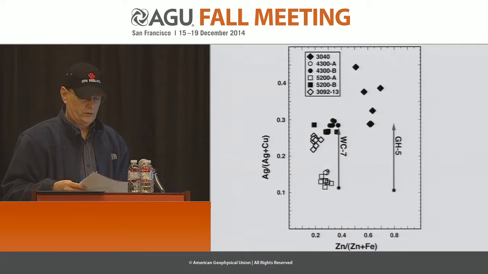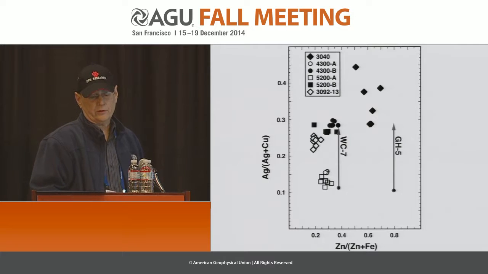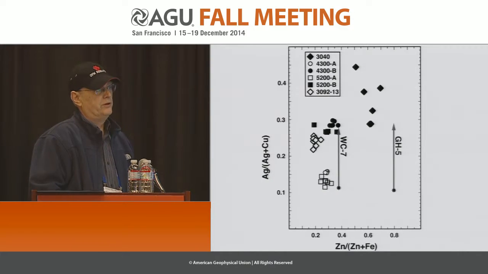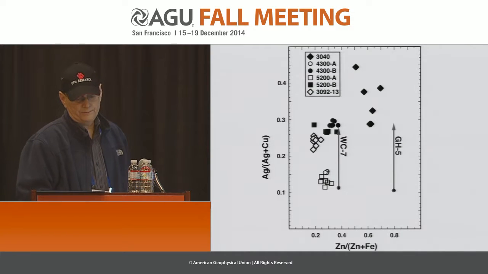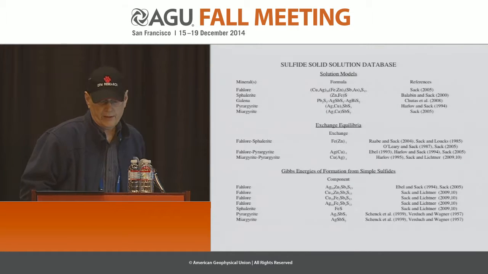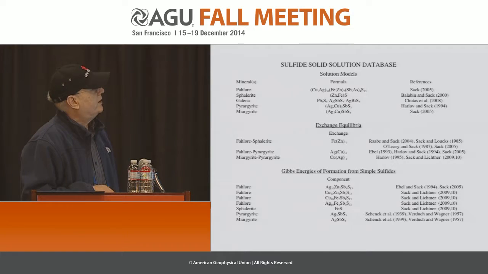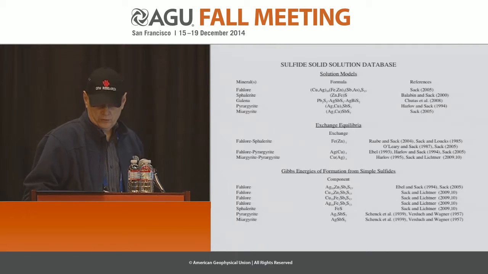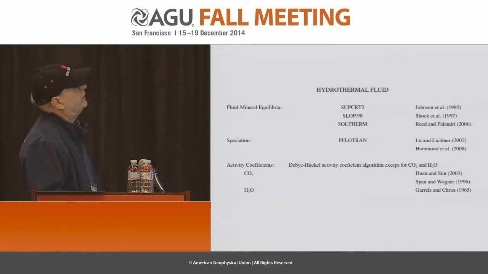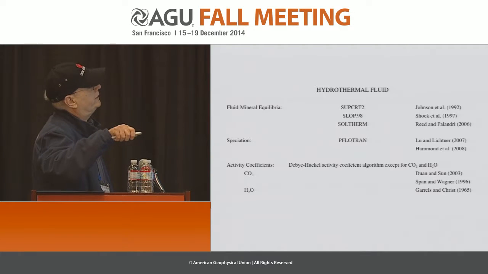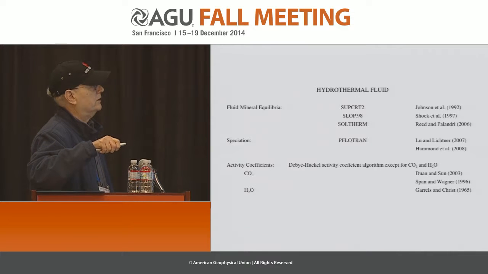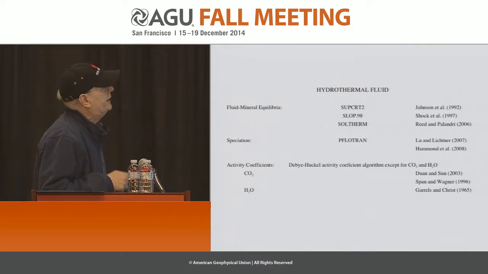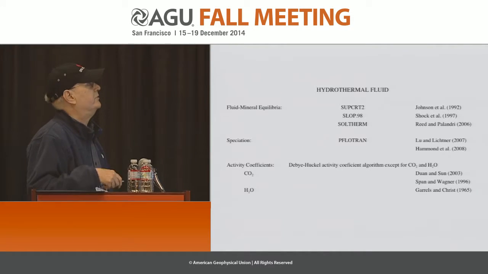Peter Lichtner and I then used these and other constraints on mineralogy, mineral compositions, and other features to produce a model to honor the memory of the late, great Hal Helgeson and his laboratory, Prediction Central. In this work, we used databases for solid solutions and the exchange equilibria among various sulfides and the formation energies of the simple sulfides. We combined those to enhance the databases for hydrothermal fluid-mineral equilibria, incorporating for stoichiometric sulfides and other minerals SUPCRT and SLOP98 from Johnson and Shock, and then for stoichiometric sulfosalts, SOLTHERM from Reed and Palandri. We combine these two, and then, of course, we use the standard methods to calculate fluid species and activities.